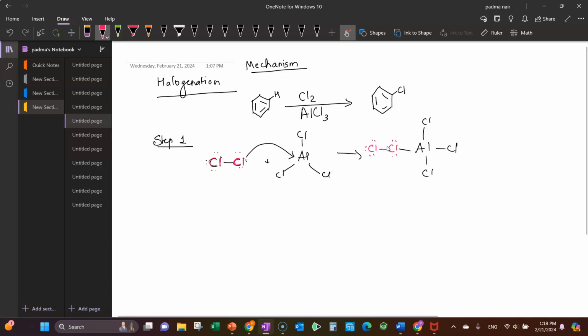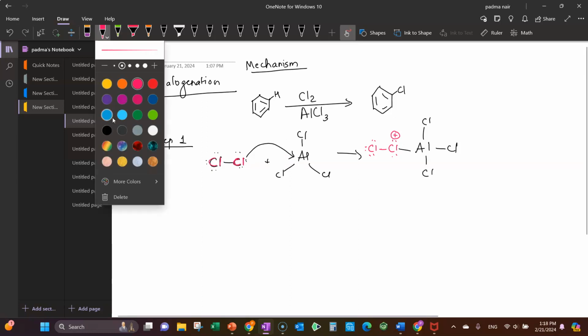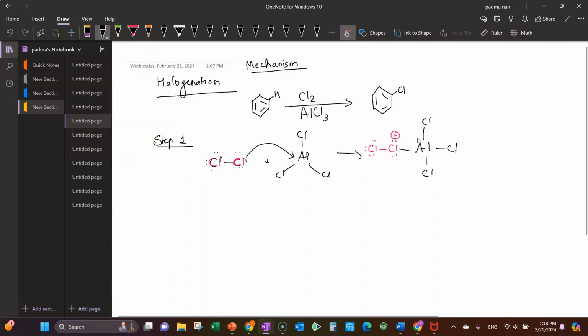All right. Now, when this complex is formed, this chlorine will get a positive charge because it has donated its pair of electrons to aluminum, and aluminum gets a negative charge because it has accepted the electrons from the chlorine. So we'll put a negative charge here. So this is my aluminum chlorine complex. Because chlorine is more electronegative in nature, it's going to pull off these electrons towards itself, as a result of which this chlorine here gets a positive charge.